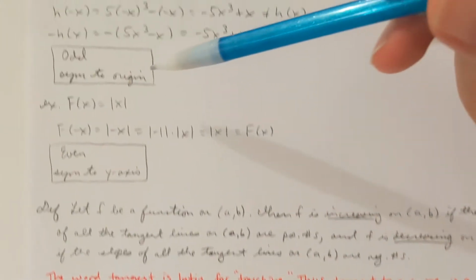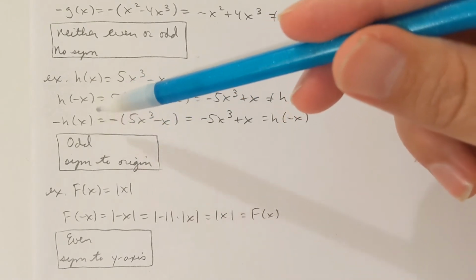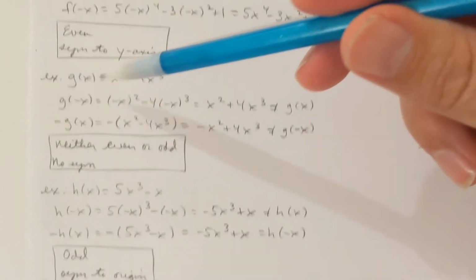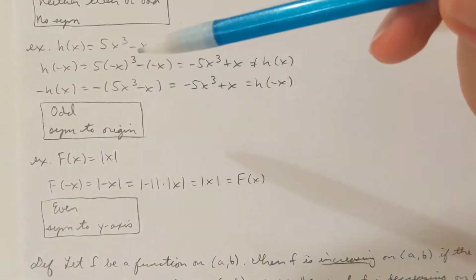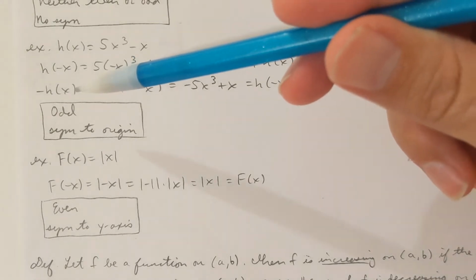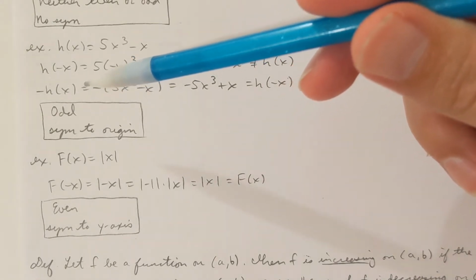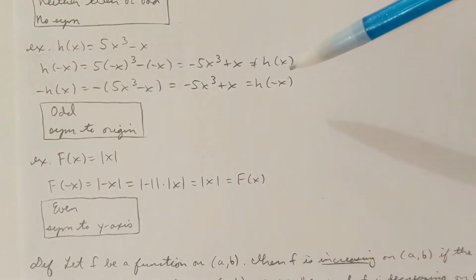So in these problems, notice how I'm starting with f of negative x, or h of negative x, or g of negative x, and I'm just seeing where that takes me. And if I don't get the same expression, then the next thing is to compute negative h of x or negative g of x, and see if I end up getting h of negative x or g of negative x.